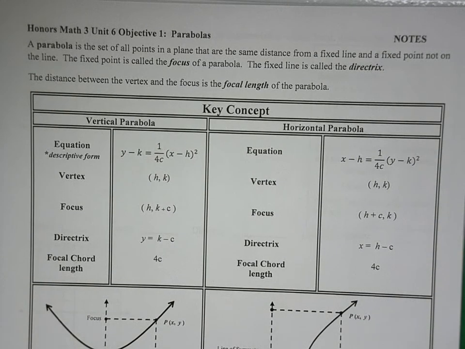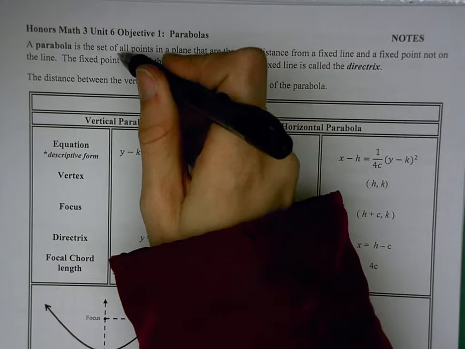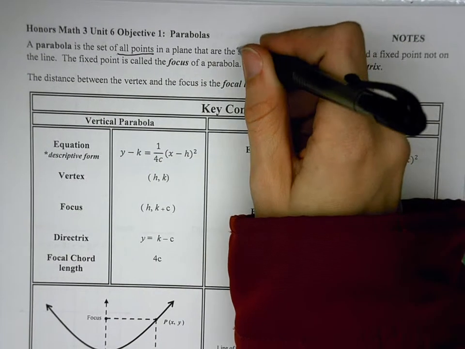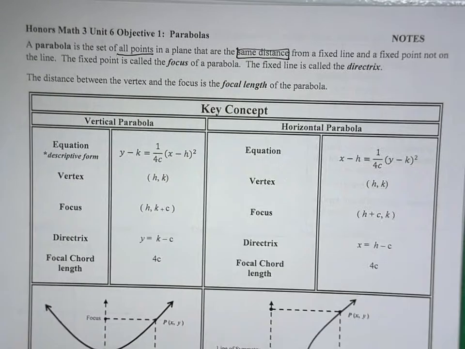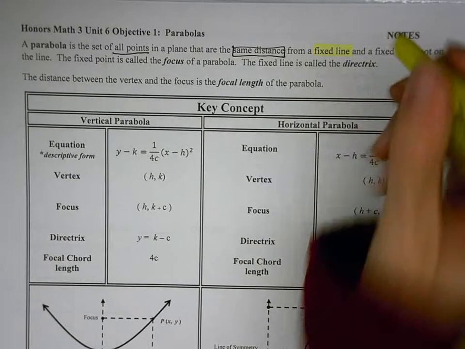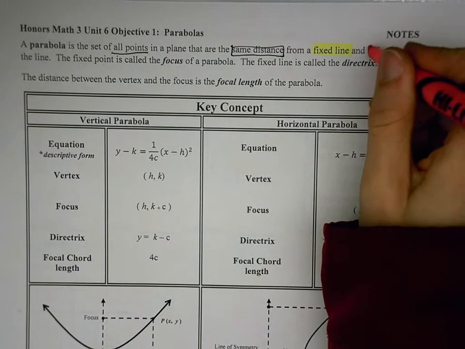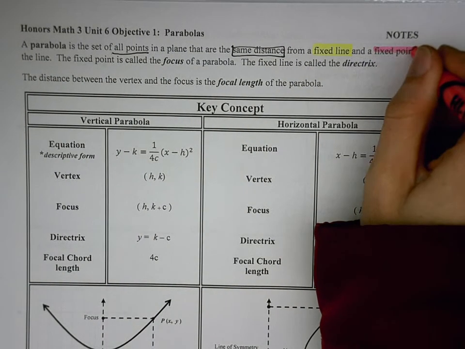Okay, in 6.1 we are looking at parabolas. Quick definition here, a parabola is the set of all points in a plane that are the same distance from a fixed line, which we will be talking about what that fixed line is called in a very short bit, and a fixed point, which also has a particular name for it.